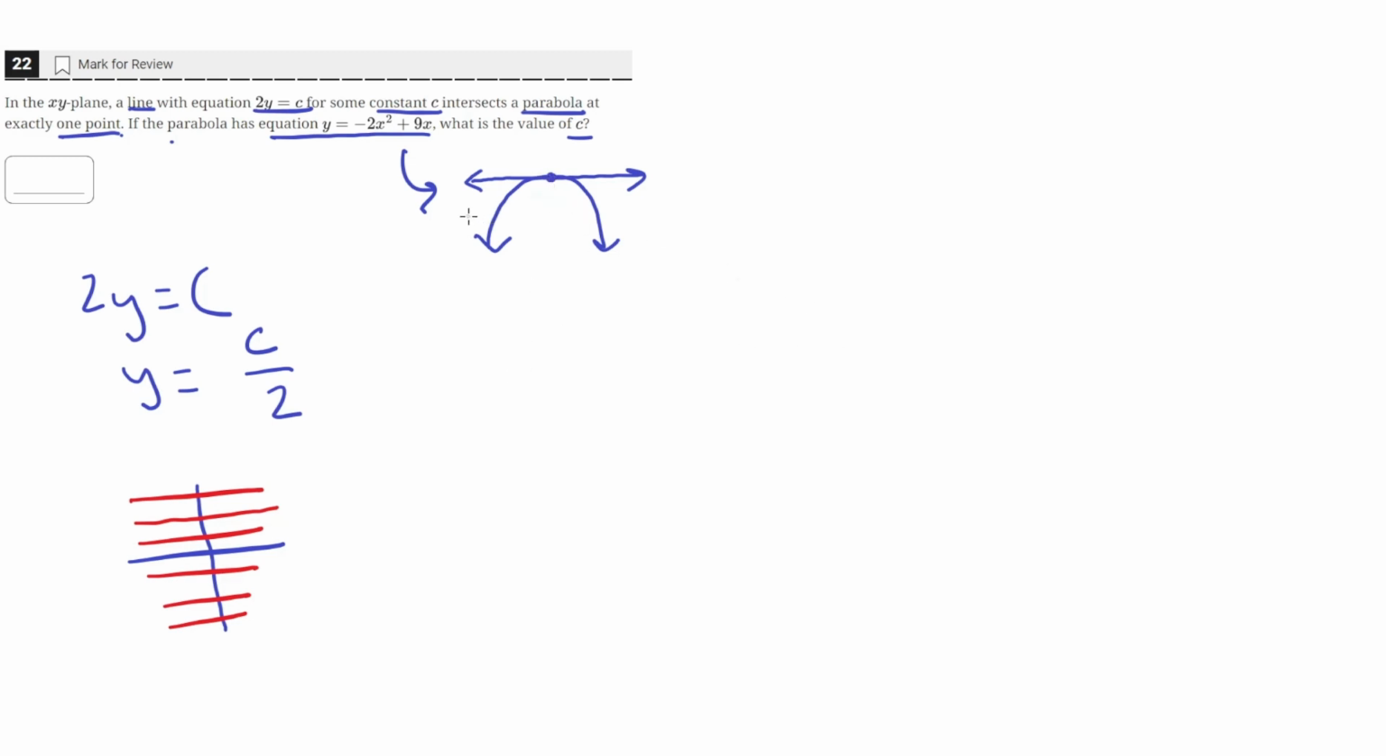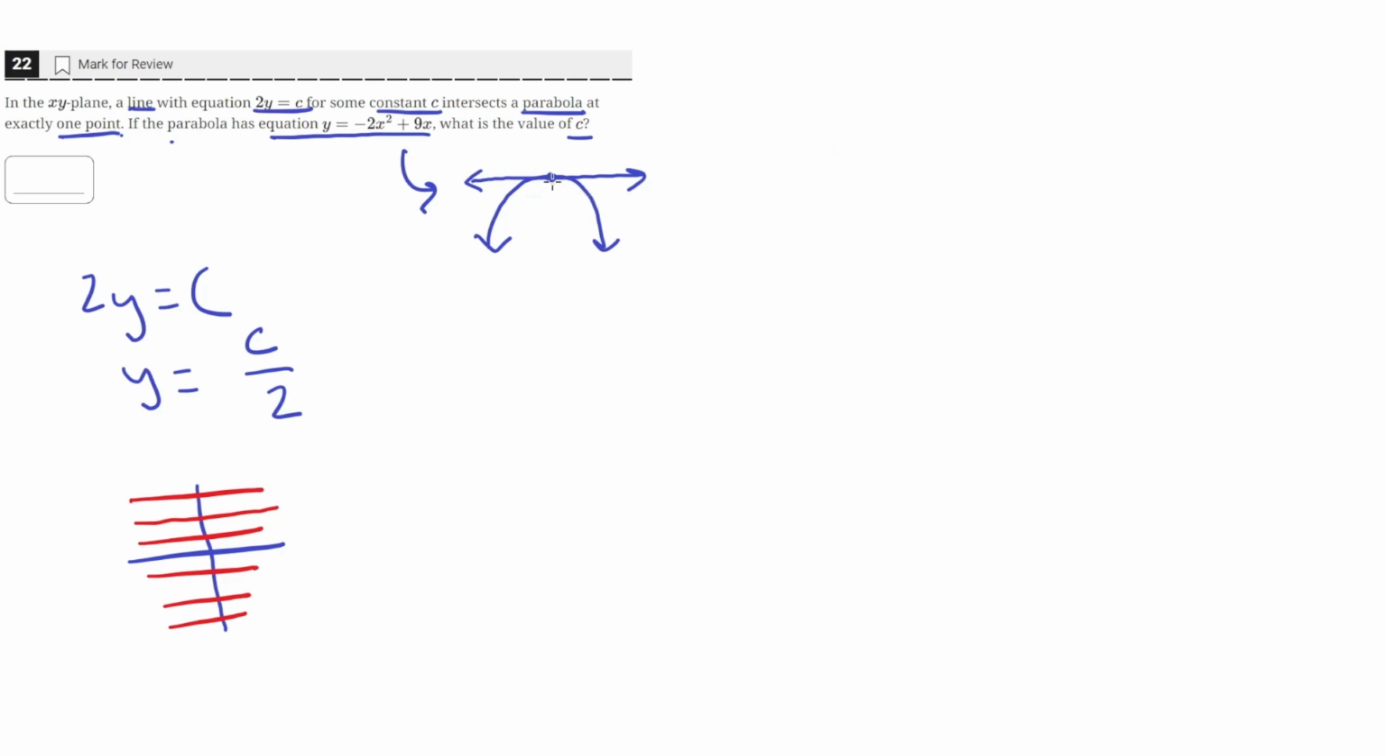Because if this line intersected somewhere other than the vertex, like down here, then it would cross the parabola at 2 points instead of 1. And if it crossed up here, it wouldn't cross at all. There would be no points of intersection. So the horizontal line must cross the parabola at the vertex if it has to cross at one point only. And we can find the point at the vertex to solve for the value of c.